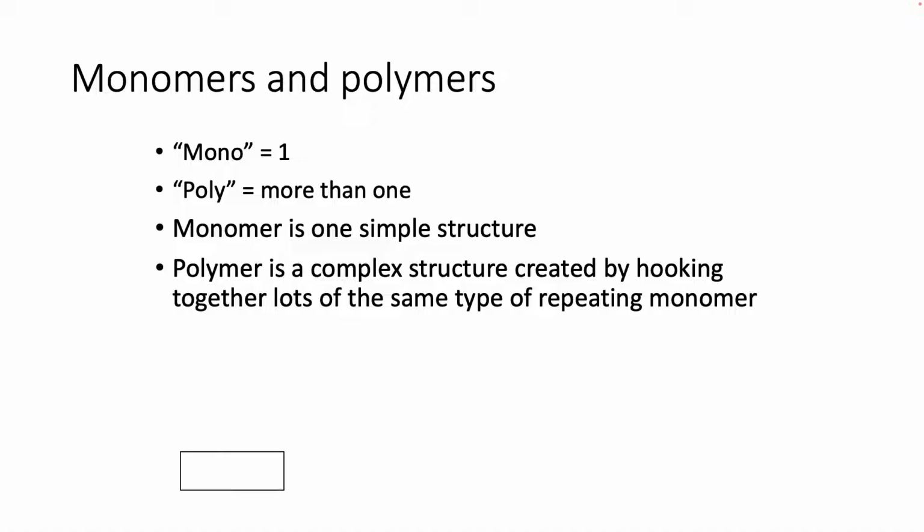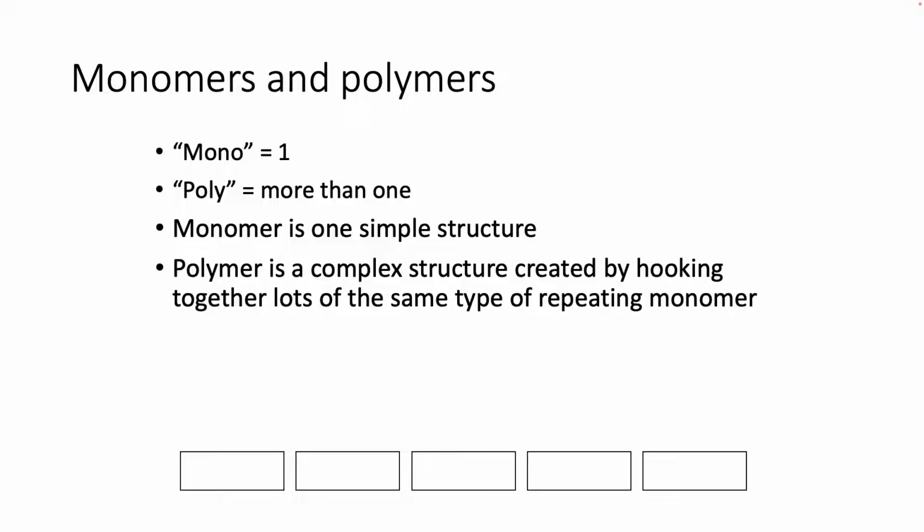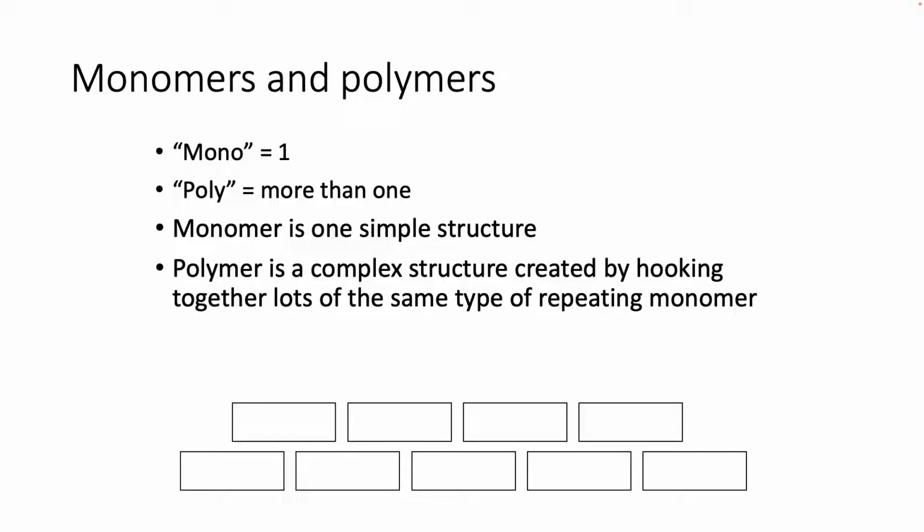So imagine you have this box. That's a monomer. And you can hook it together with another box. So now you have two monomers. And then you can add a bunch more monomers. And now you're starting to have a much more complex shape. And then a bunch more of the same monomer. And you see how they're all the same and they're all kind of hooked together, or at least arranged together. And that's what we would call a polymer, or a macromolecule.